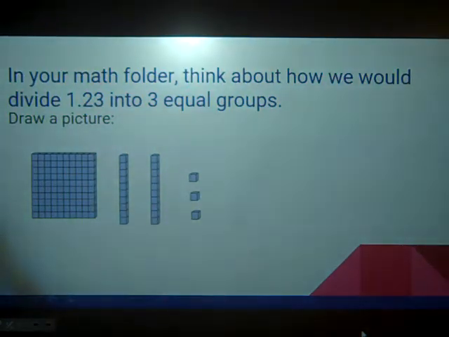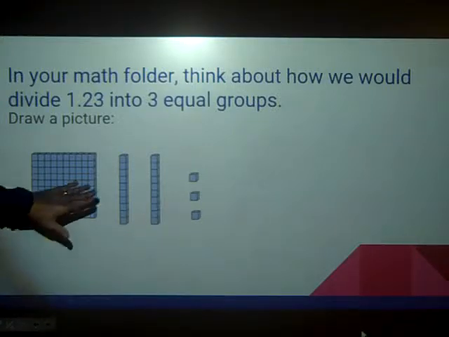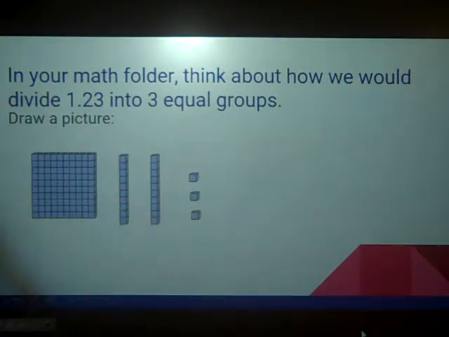Alright, so in your math journal, on the bottom of page 37, where you just glued it in, there's a little blank space. Think about this question. I know it says folder, ignore that. In your journal, think about this question. Divide 1 and 23 hundredths into 3 equal groups. Okay? So here's my 1 whole and 23 hundredths, and I want to divide it into 3 equal groups. Alright, so let's think about that for a second.